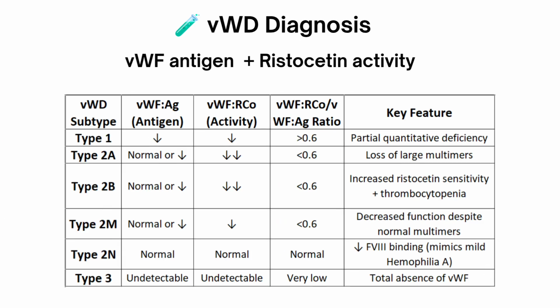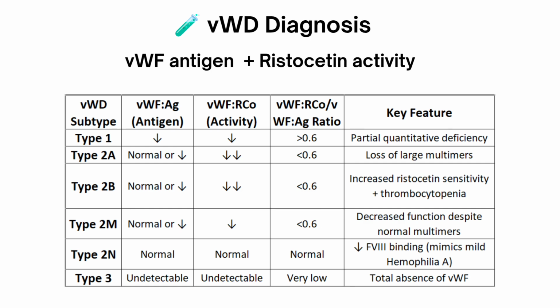Now come to the diagnosis of von Willebrand disease. Von Willebrand disease is diagnosed by the assay of von Willebrand factor antigen and ristocetin cofactor assay. Type 1 and type 3 von Willebrand disease are quantitative defects. Type 1 is antigen level below normal. This is the most common subtype, and type 3 is complete absence of von Willebrand factor.